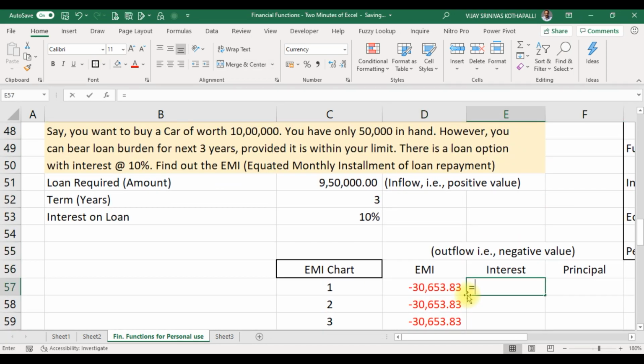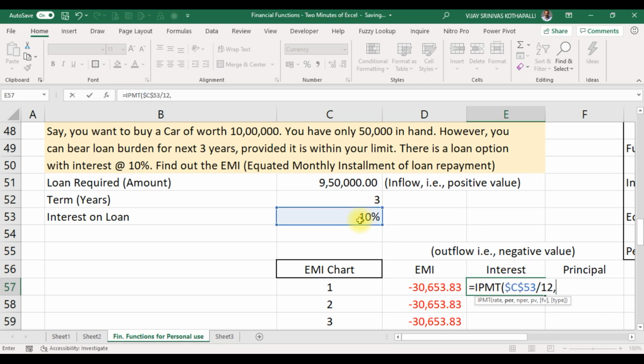In that case, I can use the function called IPMT to calculate the interest payment per month. So the rate, again let's freeze this, divided by 12. Then you have the period. The period is the one for which month you want to calculate the interest. So first month, second month, third month. In this case I'm calculating for the first month, so let's freeze the column C. And the NPER, that is again for how many months I'm taking, multiplied by 12, because that's an equated monthly installment.